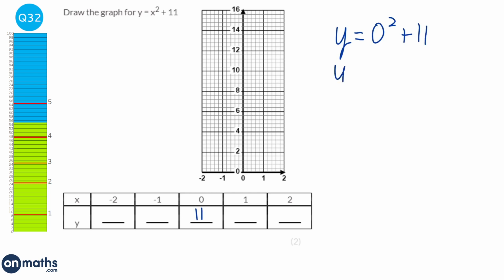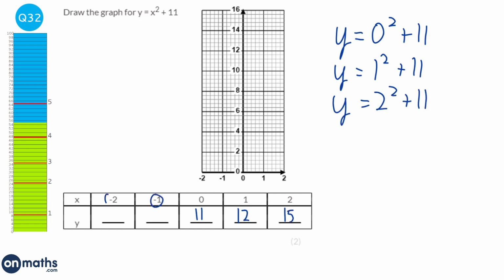We're going to do the same for 1, so y equals 1 squared plus 11. 1 squared is just 1, 1 plus 11 is 12. Same again for 2, 2 squared plus 11. 2 squared is 4, 4 plus 11 is 15.